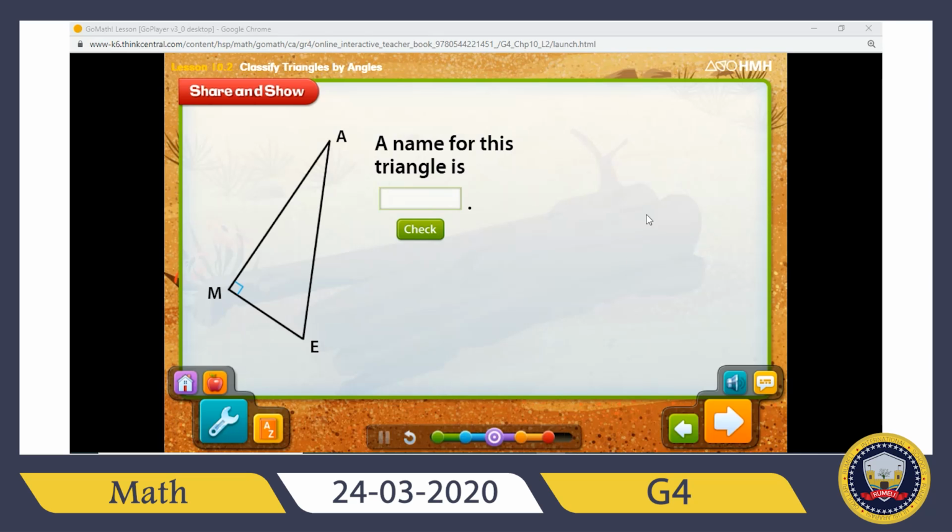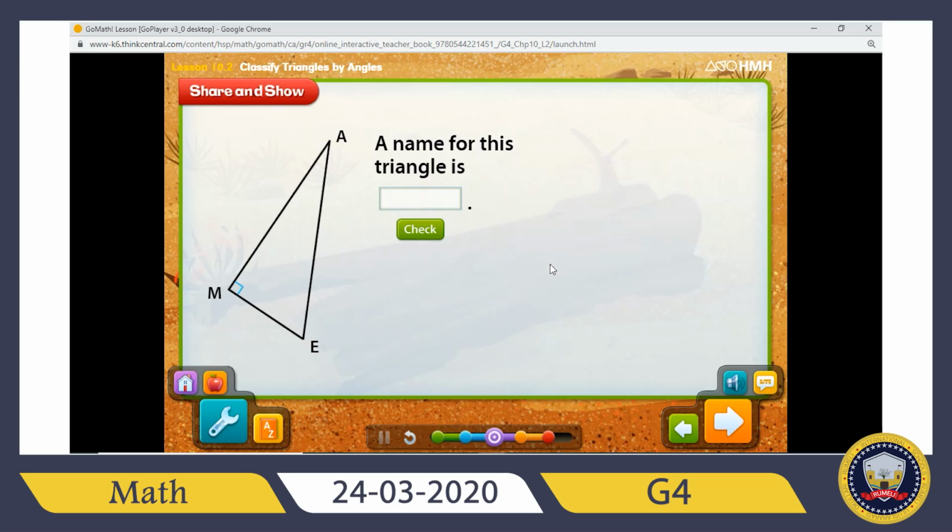Okay, let's start with a quick revision first. First of all, if I want to classify triangles by angles, I need to check the angles, right? Remember, there were three kinds of triangles: acute triangles, obtuse triangles, and right triangles. If I want to give a name for a triangle, what should I do? I can write the vertices, for example, AME or EMA, EAM. So I can give so many different names, but all of them will represent the same triangle.